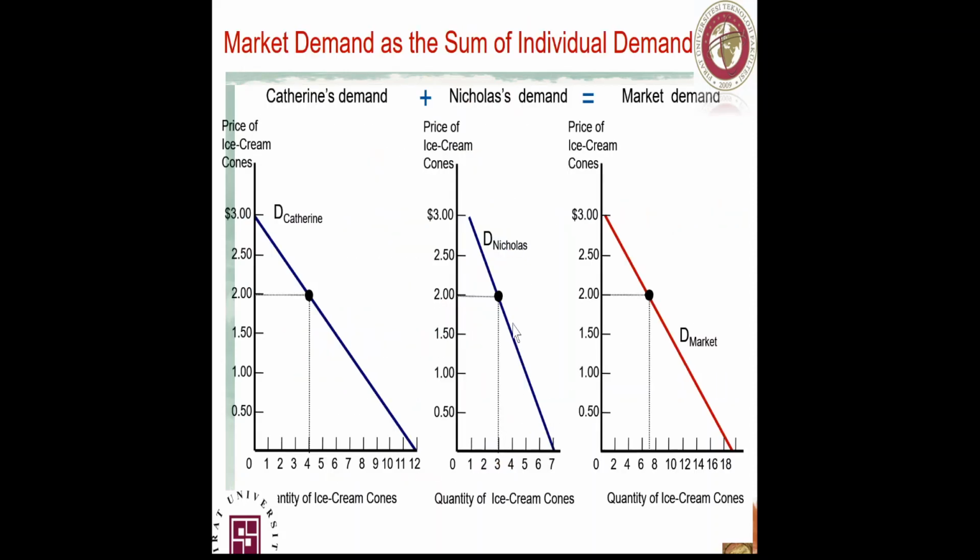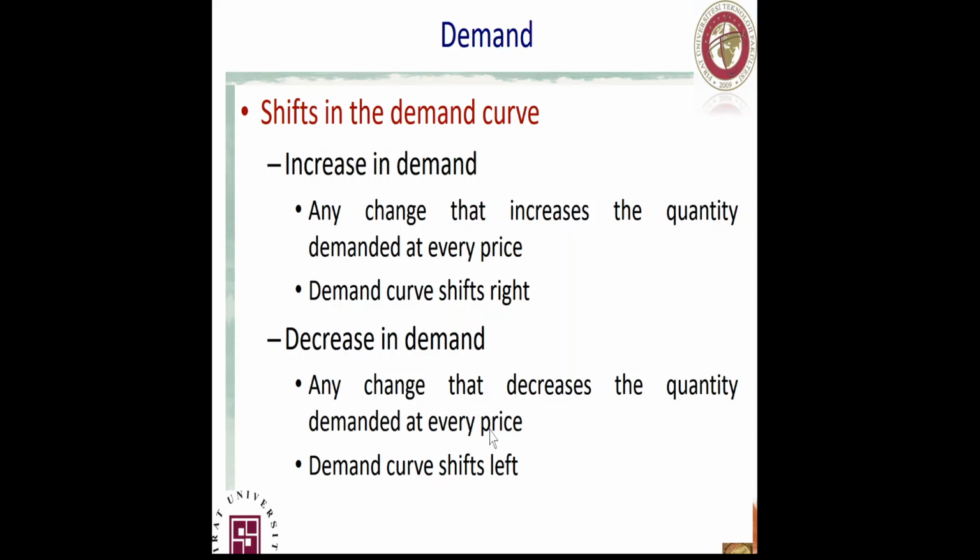Let's say at a fixed price, let's say at $2 for a cone of ice cream, the demand of this person, Nicholas, increases from 3 to 5. What happens? So we are shifting this point, 3 and 2, it will be 5 and 2. So the whole curve will shift to the right. The whole curve itself will shift to the right. So shifting the curve to the right means increasing the demand at fixed prices, or at the same price. That means we get an increment in demand.